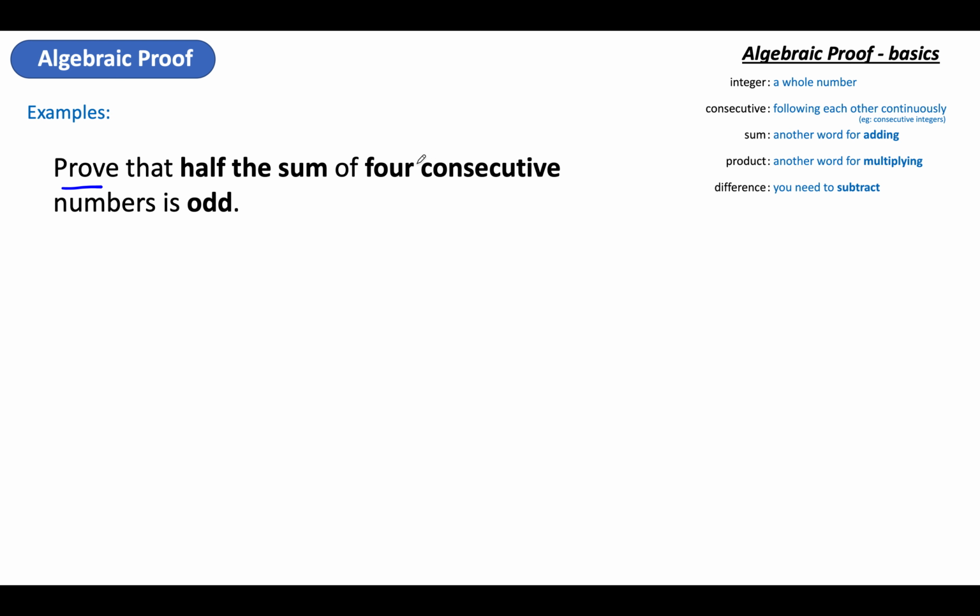So I'm going to add something up. 4 consecutive numbers is odd. So just 4 consecutive numbers. Now, this doesn't say 4 odd numbers or 4 even, just consecutives, right? So I've got n, that's my first number. The next number will just be 1 along from that, and then 1 along from that again, and then 1 along from that. And it says half the sum of these.